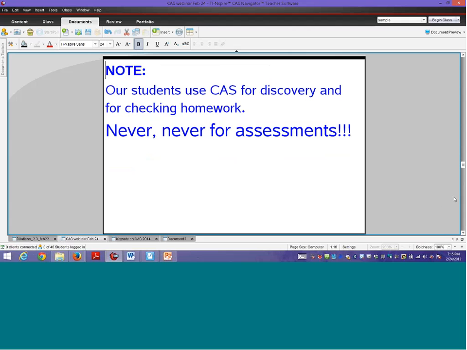Now, one thing I do want to point out, and I might point this out several times, when our students use computer algebra system, they use it for discovery, for checking homework. We never use CAS for assessments, because some people say, well, sure, they use CAS on their assessments, they're going to get them right. Well, no, that's not the case at all, so please don't even think that.